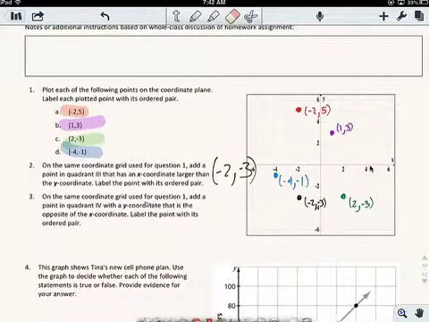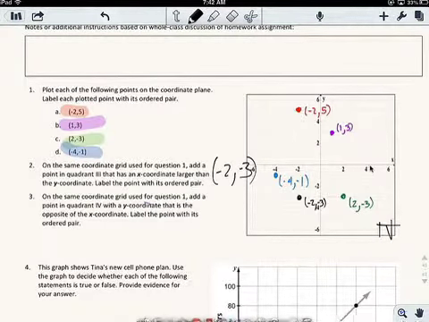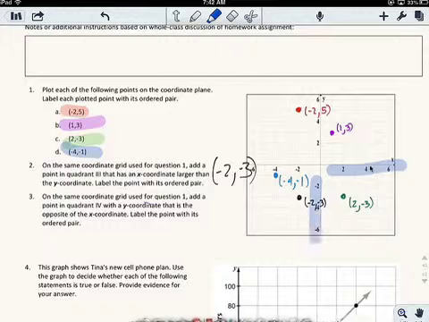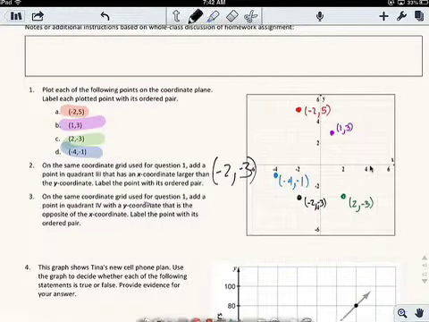All right, on the same coordinate grid used for question 1, add a point in quadrant 4 with a y-coordinate that is opposite of the x-coordinate. Label a point with its ordered pair. And so quadrant 4 is this quadrant over here. And so what you can notice in that quadrant is that the x's are positive and the y's are negative.